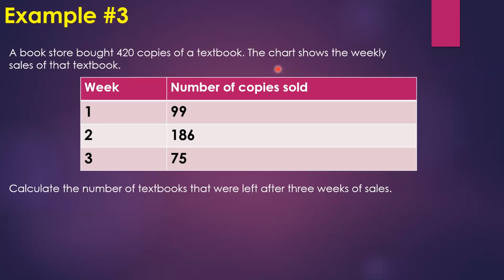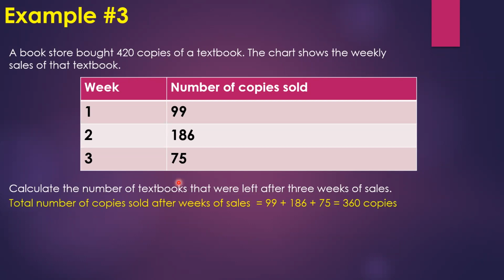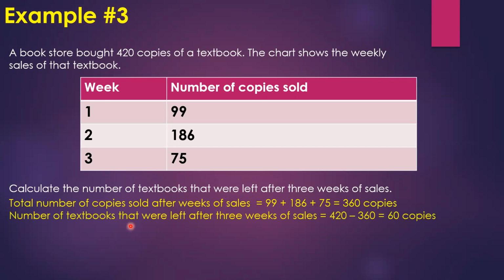I added 99, 186, and 75 together, and I subtracted. What did you get when you added them together? So I got 360. Okay. I subtracted 420 and 360 and got 60.